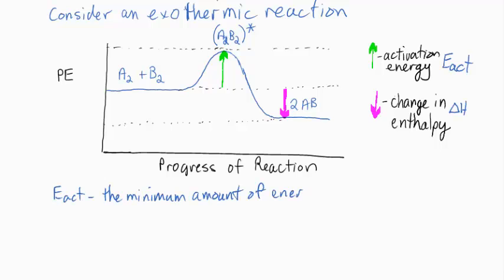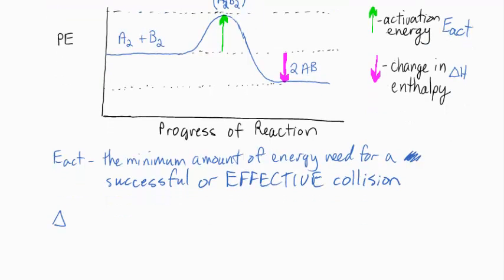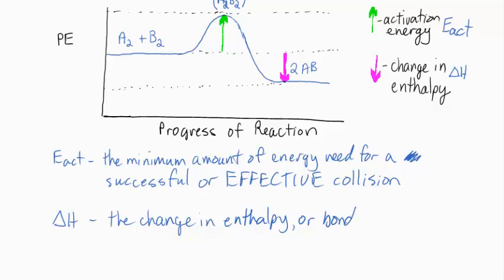So E act is the activation energy. It's the minimum amount of energy, kinetic energy actually, in a collision needed for a successful or an effective collision. That is, one that forms products. The delta H, the change in enthalpy, or change in bond energy, during the reaction is shown with this symbol.